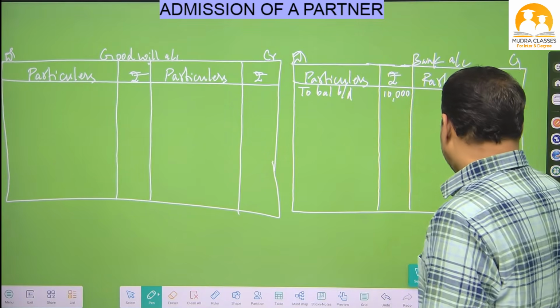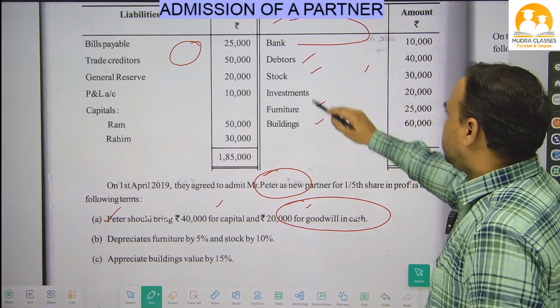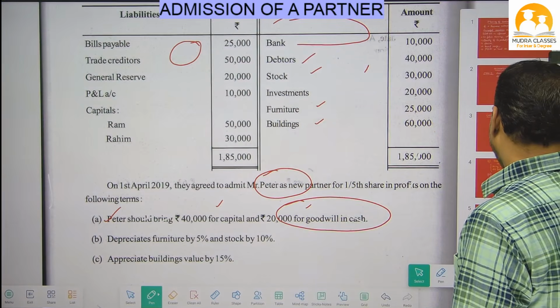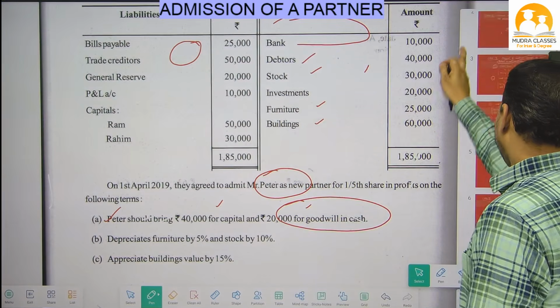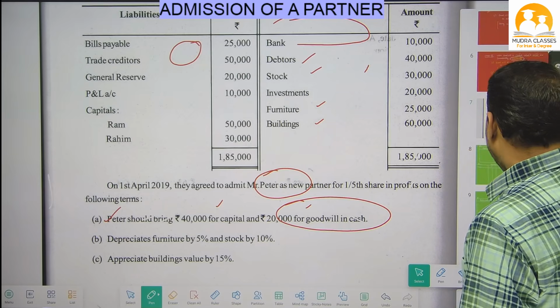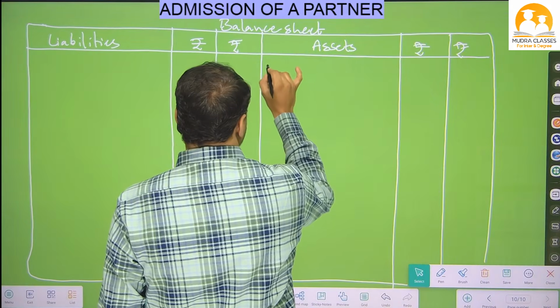Okay, see the next item. What is the next item given here? Debtors. So directly we will go to the balance sheet asset side, beta. On the balance sheet asset side we have to write the first item, debtors.